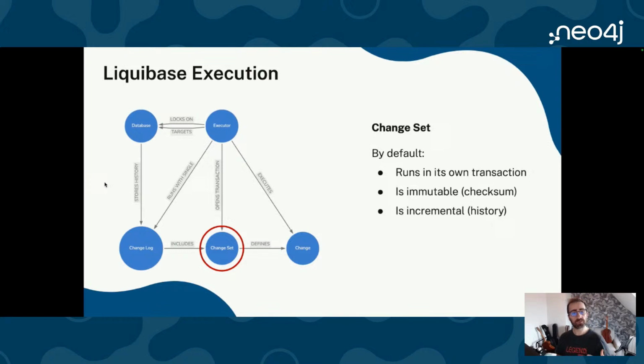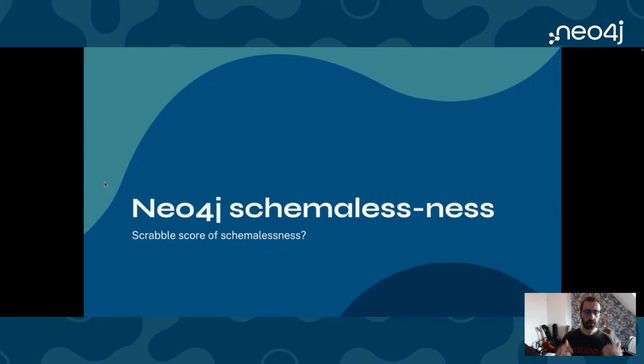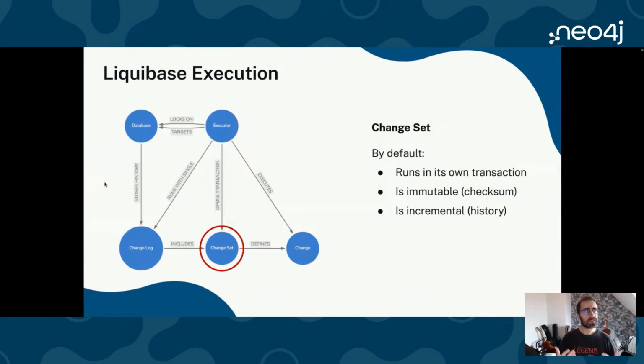And how? Well, not only do you store history, but for each change set, you will store what's called a checksum. Some kind of fingerprint, so to say, of the change set. So if anything changes, then on the next execution, Liquibase will complain, say, hey, you modified the change set, that's not supposed to happen, so I'm going to stop there. So remember those defaults. Each change set lives in its own transaction. Immutable, so not allowed to change. Incremental, runs only once by default. So that's really all you need to know at the mental model level for understanding Liquibase concepts and execution workflow.